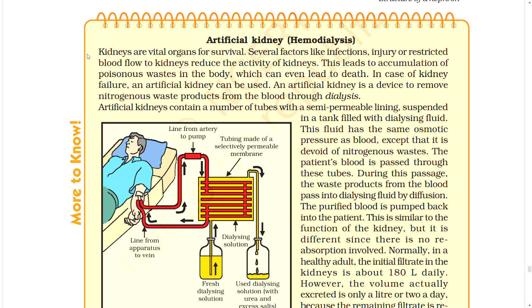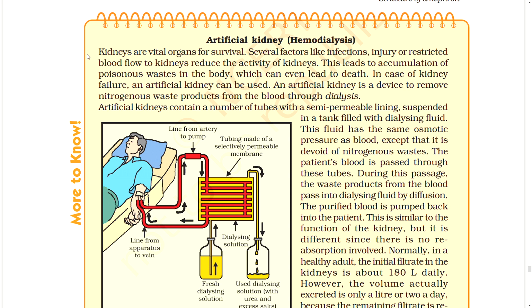Kidneys are vital organs for survival. Several factors like infections, injury or restricted blood flow to kidneys reduce the activity of kidneys. This leads to accumulation of poisonous wastes in the body, which can even lead to death. In case of kidney failure, an artificial kidney can be used.